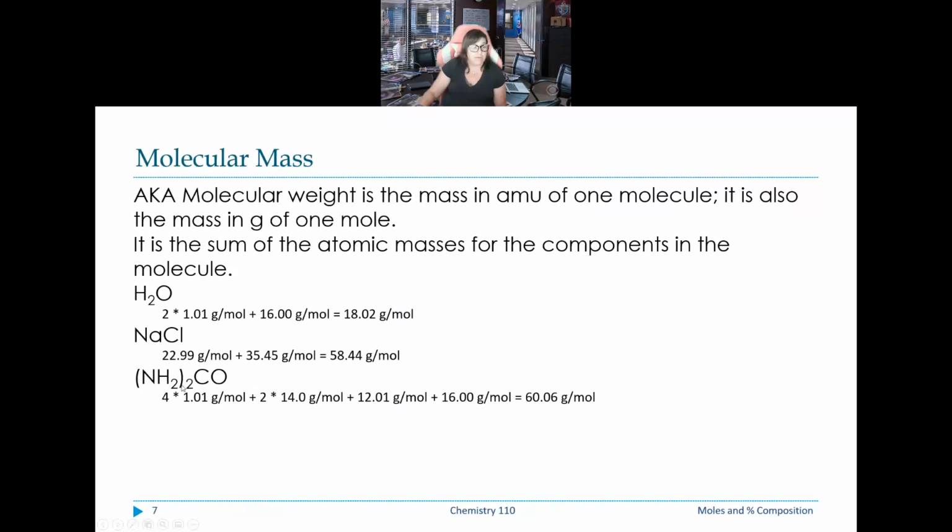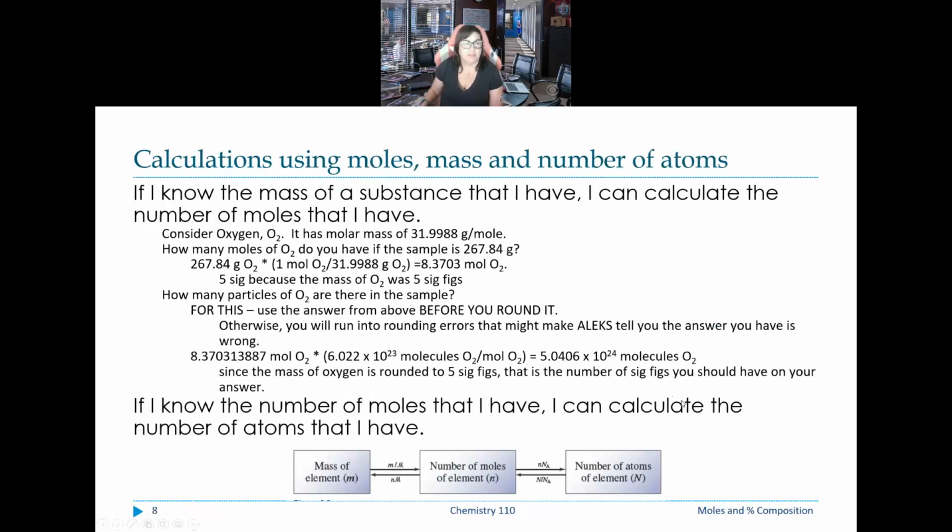For (NH2)2CO, this means that I have 4 times hydrogen, so the 1.01 grams per mole, plus 2 times the nitrogen, which is 14 grams per mole, plus the mass of carbon, which is 12.01 grams per mole, plus the mass of the oxygen, which is 16 grams per mole, which gives me a total of 60.06 grams per mole. So that's how I would calculate the mass of a molecule, is to account for everything that's in it and the correct number of them that exist in that molecule. All right, let's keep moving.